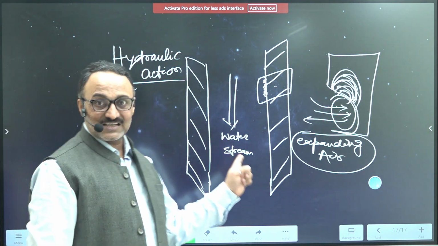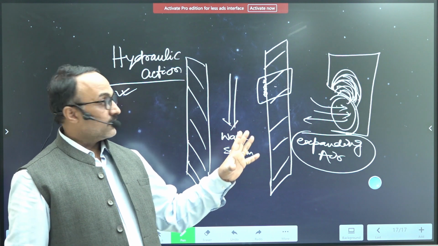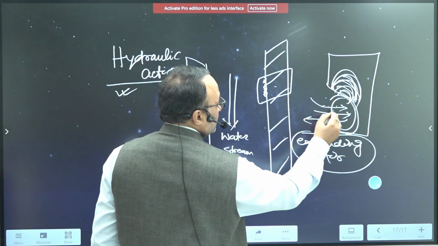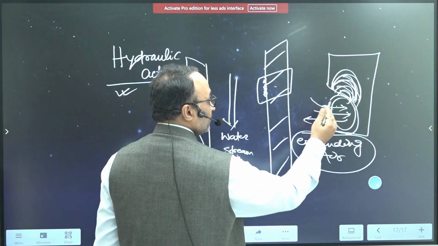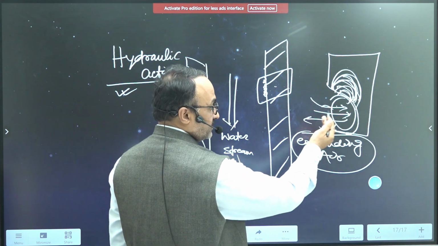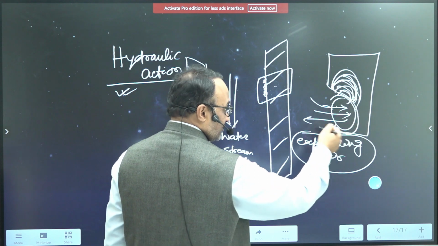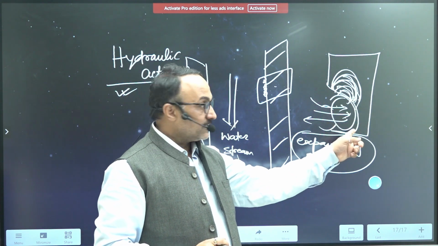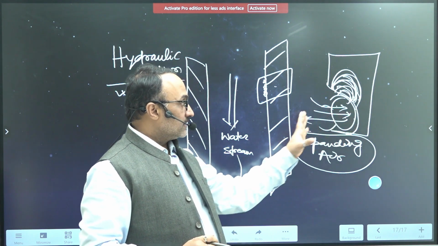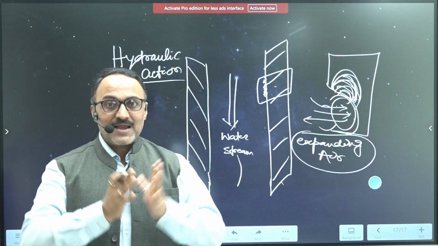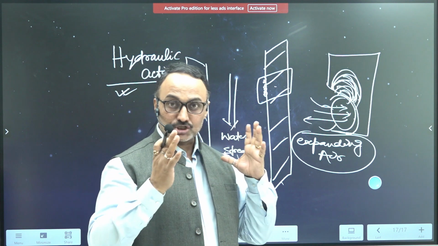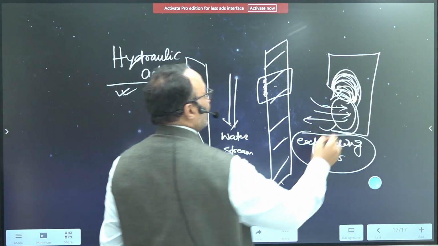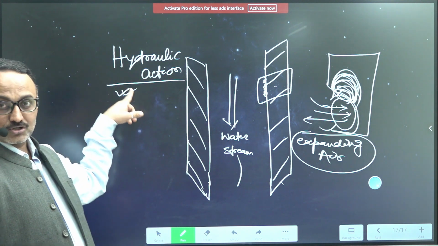So water itself is not breaking. Water itself is breaking the lowermost portion. This portion was removed by the simple abrasion process. But when the cave was created, water was compressing the air inside, and when water was coming back, the compressed air was expanding abruptly, creating a blasting sound, and that sound is breaking this roof. That is called hydraulic action.